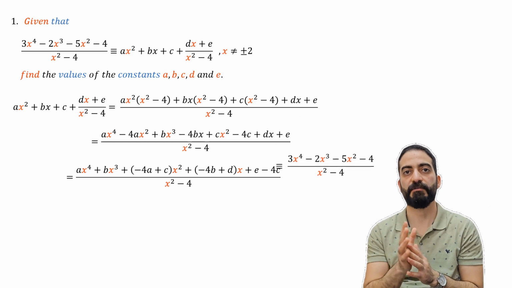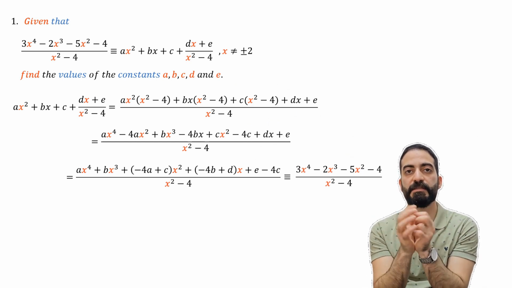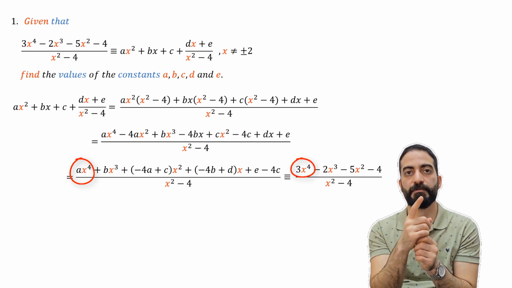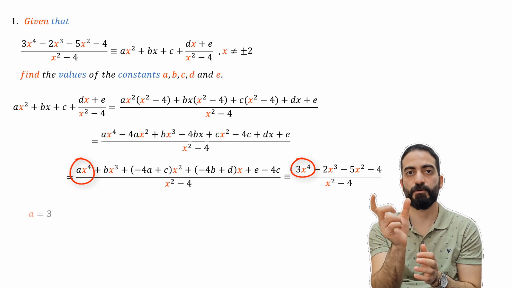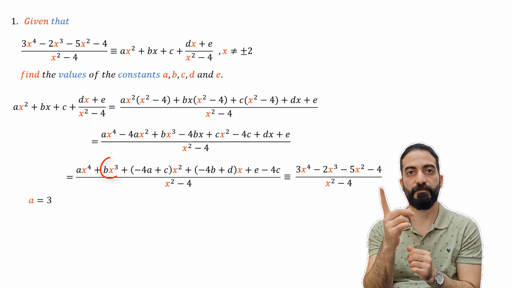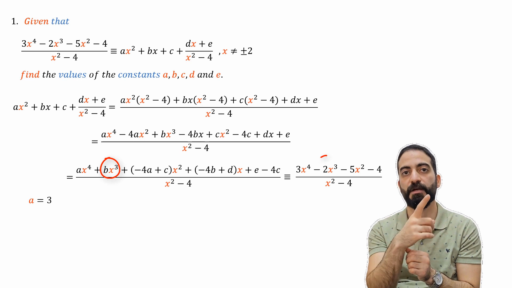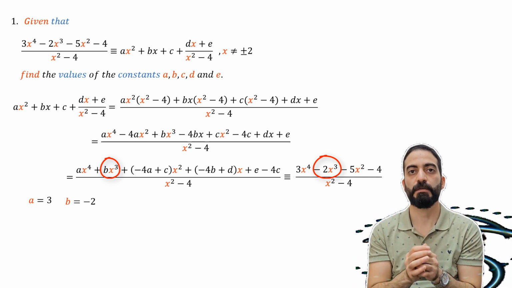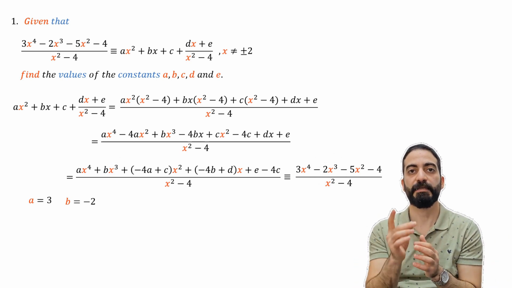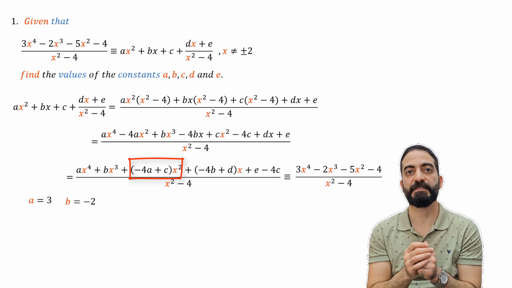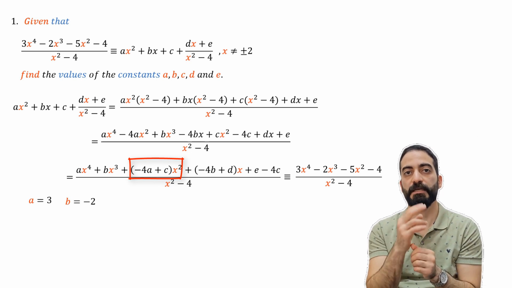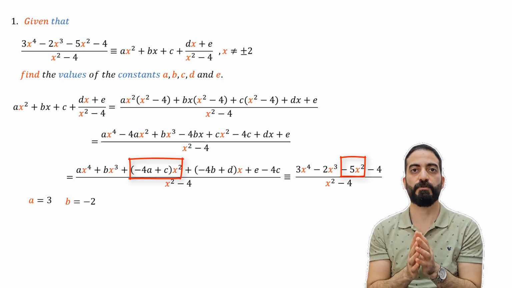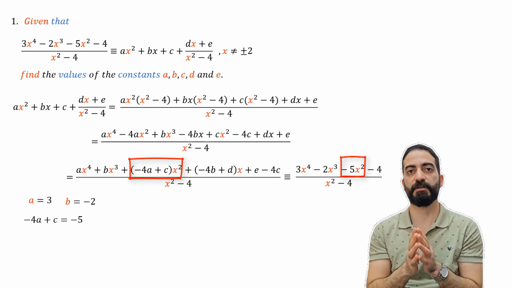Now, as we can see, we have the same form for this fraction. This means that since we have here Ax⁴, and here we have 3x⁴, this means that A equals 3. And here we have Bx³, and here we have minus 2x³. This means B equals minus 2. And here we have (minus 4A plus C) x squared, and here we have minus 5x squared. This means minus 4A plus C equals minus 5.